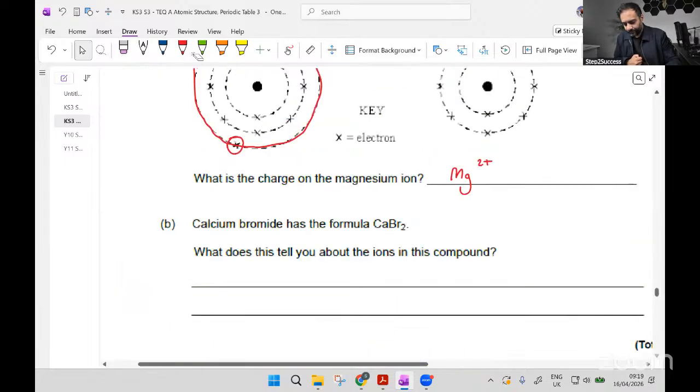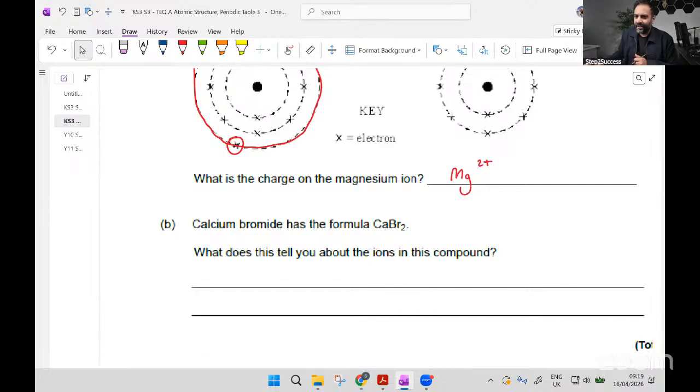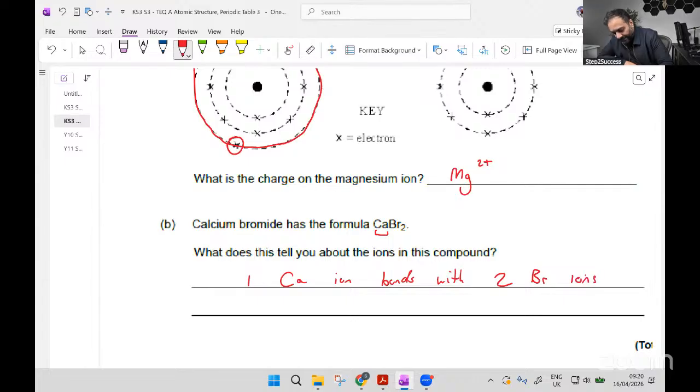Calcium bromide has this formula. What does it tell you about the ions in this compound? I think what you'd say here is that one calcium ion, you write just Ca, bonds with two bromine ions. That's why these little numbers are there. It basically means that in order for this to work, two of those join with one of those. That's it. Okay.